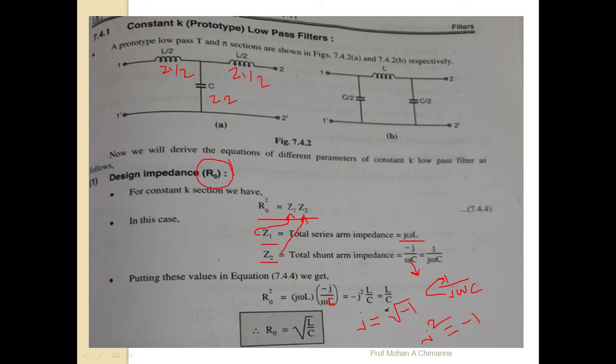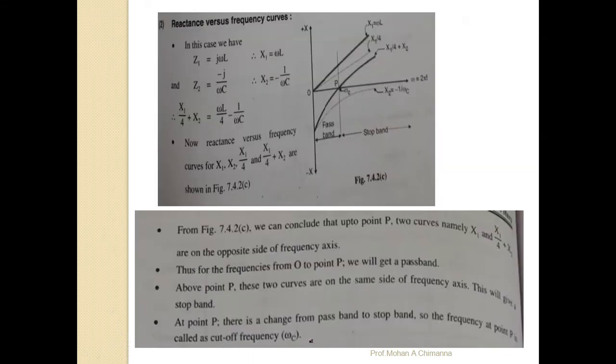So take the square root on both sides. Therefore R0 is equal to root of L upon C. Okay, means the first parameter we found is the design impedance R0, which is equal to root of L upon C.